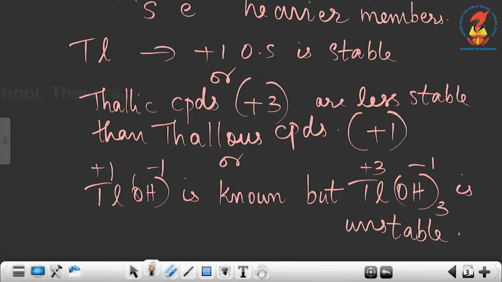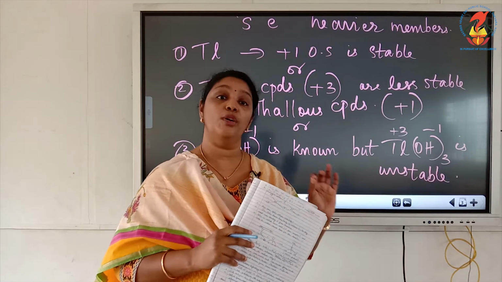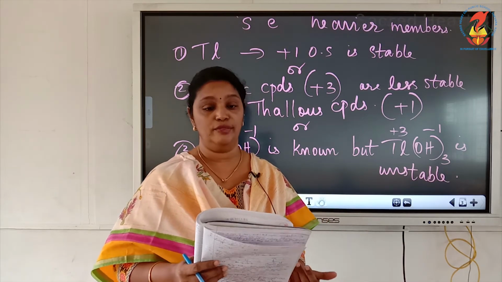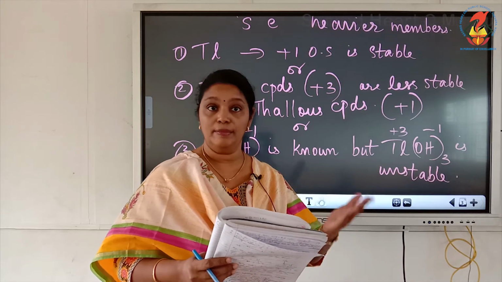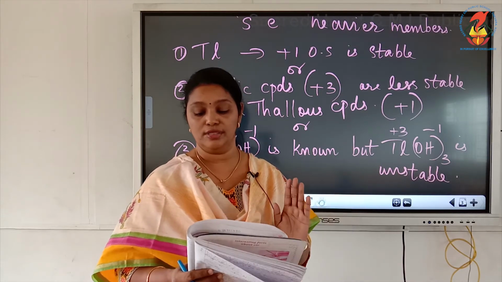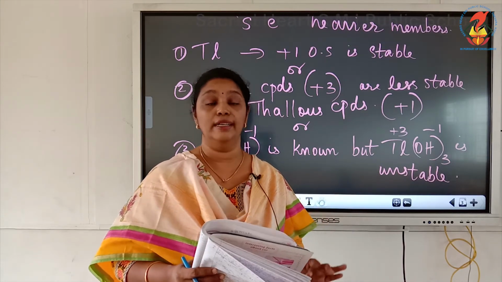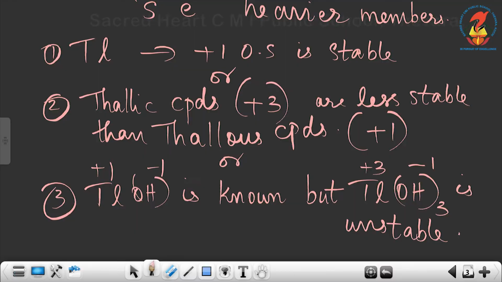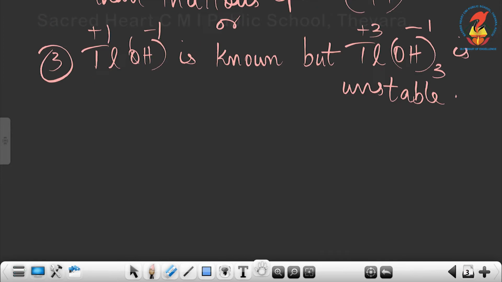Now, if you look at the three questions, this is first question, second question, and this is our third question. In these questions, you can see +1 oxidation state of thallium is more stable, and we know the reason for that, because thallium is stable in +1 oxidation state because of inert pair effect. Now, the next question is BCl3.